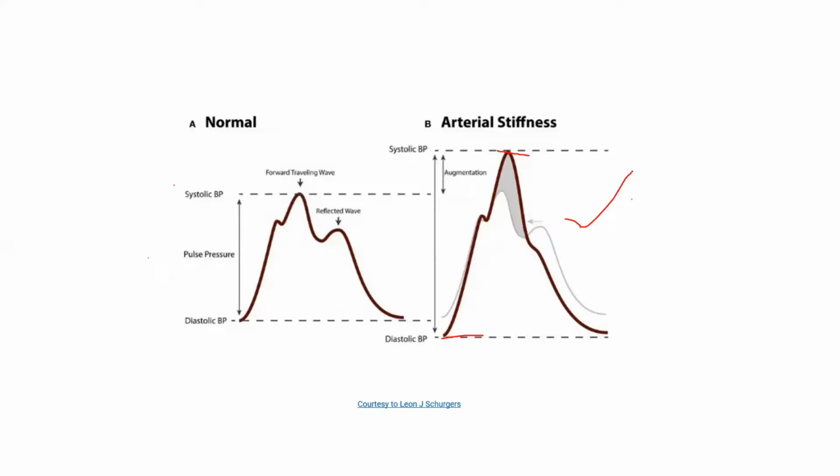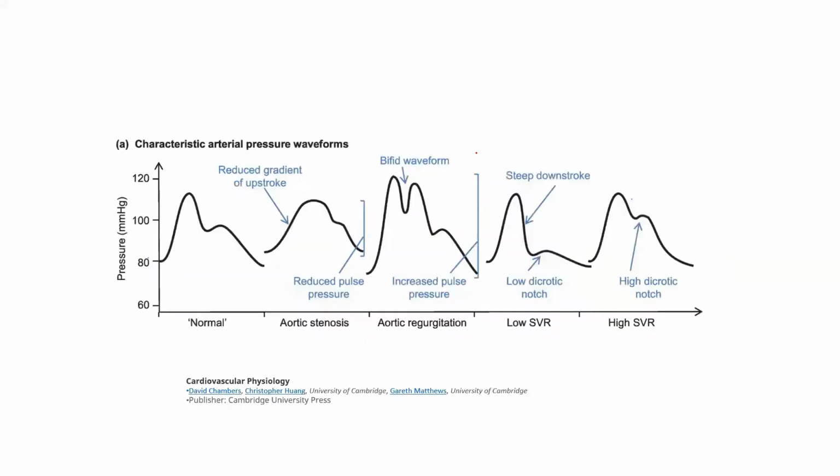What do we have here? When you have arterial stiffness, you tend to have a higher systolic and a lower diastolic. Therefore, you are going to have a wider pulse pressure. Wider pulse pressure indicates, among other things, arterial stiffness. And this is because of lack of aortic recoiling properties or elastic properties due to the stiffness. So that's what you get.